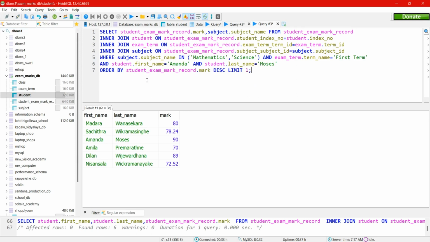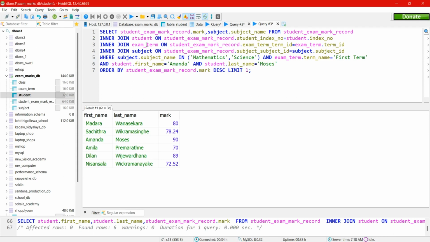So let's write the query for the fourth one. So guys, this is the query for the fourth question. You can see here, first of all we have written that we need the mark and the subject name. After that we have joined the student table because we are giving the student details. That means we are giving a condition called Amanda Moses.